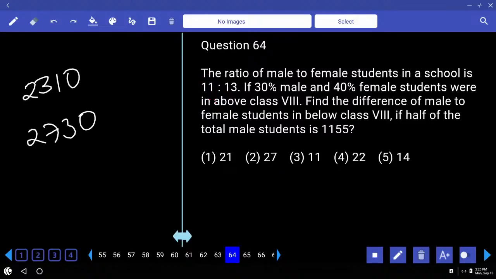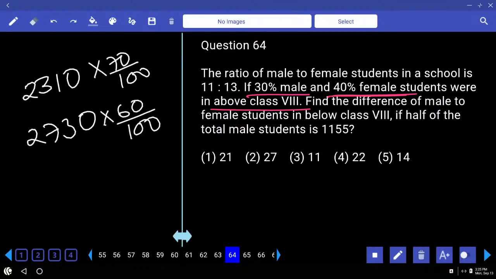Next. 30% of male and 40% of female are above 8th class. Then below 8th class are 70% of male and 60% of female. Is this clear? Two zeros cancel. Now first thing, 231 is a multiple of 3, and 273 is also a multiple of 3. Then the difference also must be a multiple of 3. How many options are there? Two options are there, either first or second.